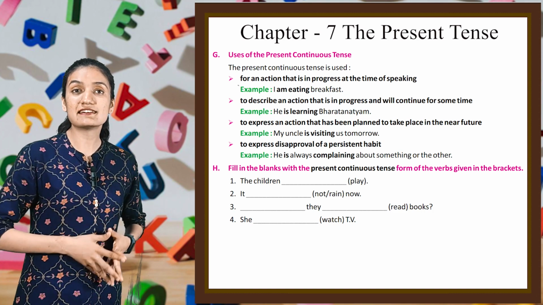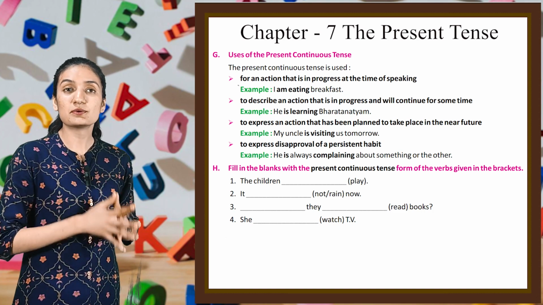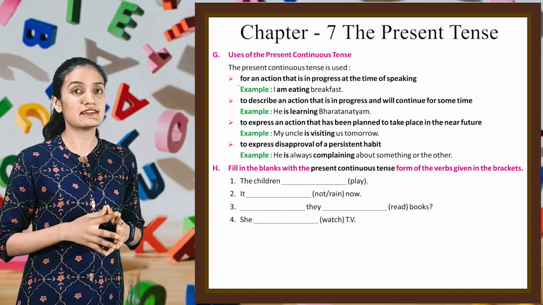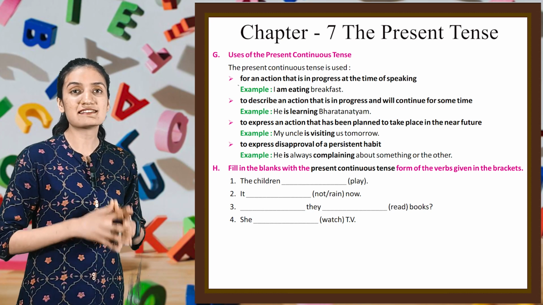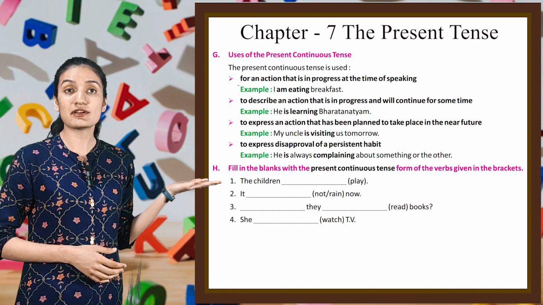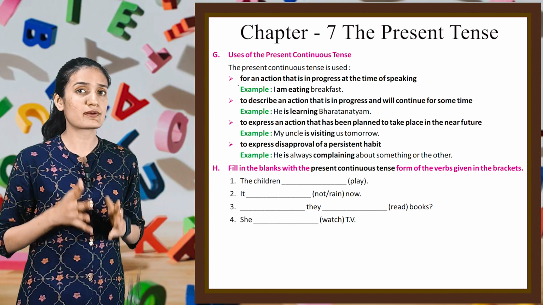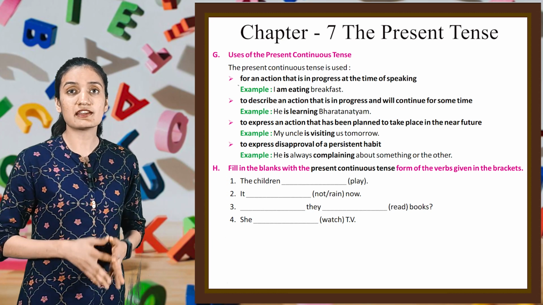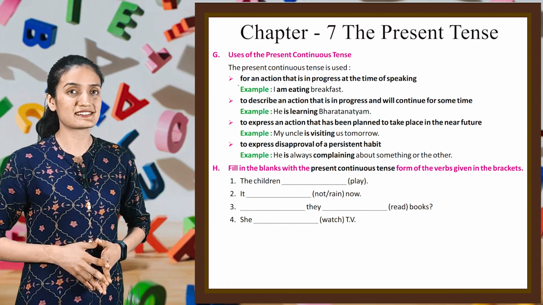Example, he is learning Bharatanatyam. To express an action that has been planned to take place in the near future. My uncle is visiting us tomorrow. To express disapproval of a persistent habit, like he is always complaining about something or the other.